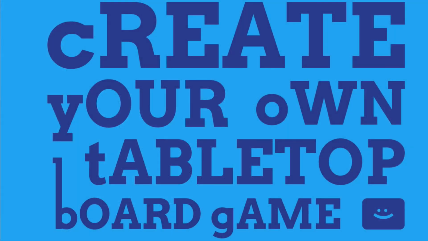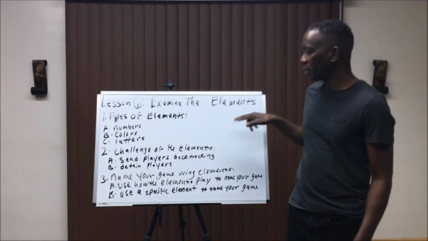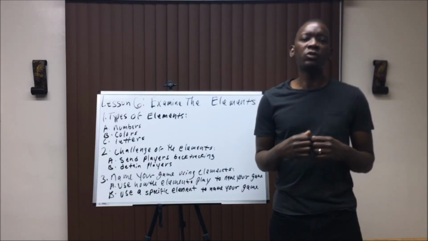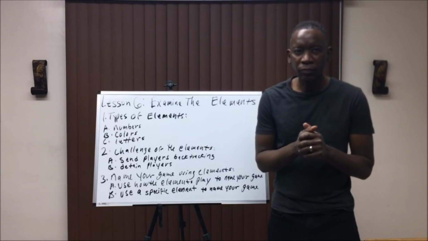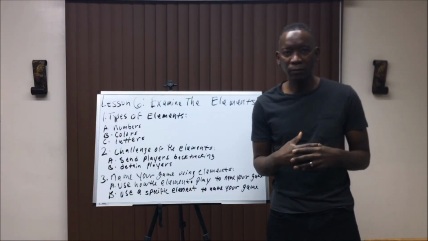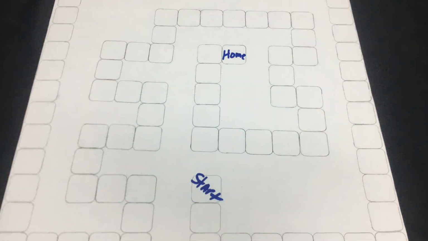So I want to welcome you to Examine the Elements. If you have been following me from Lesson 1 up till now, then you should have a game board that has a unique and distinctive track that you created. And you should have your start written on a space, and the word home written on a space. Your start space is where everyone puts their pawn to begin the game, and your home space is where the first player to reach home wins the game.